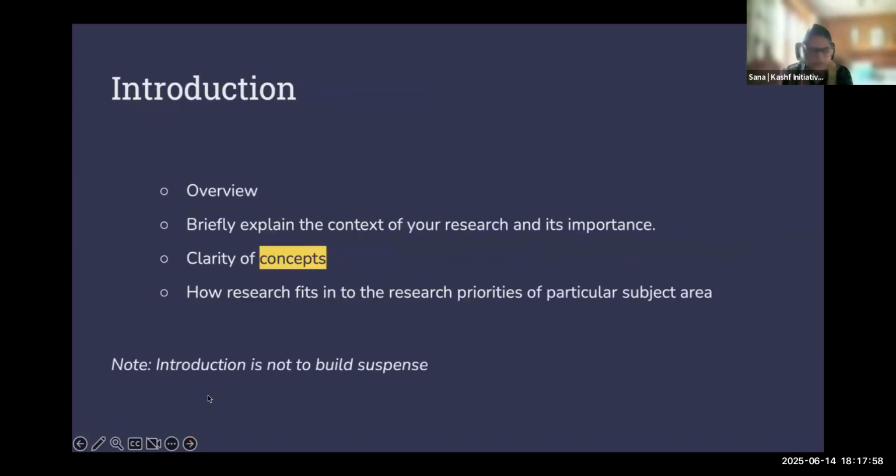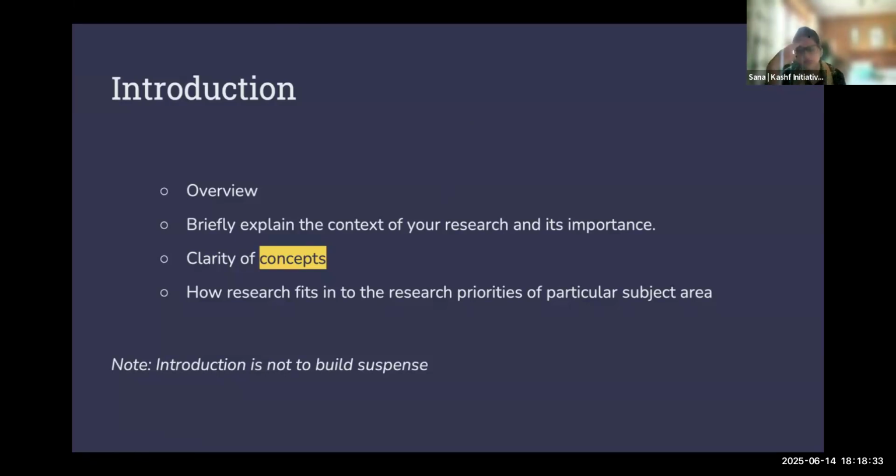Now, the second bit of your proposal, and this is very important, keep it crisp, is your introduction. In your introduction, you simply have to tell what it is that you want to study. Nothing more than that, nothing less than that. Simply give an overview. Briefly explain the context of your research and its importance. Clarity of concepts is very important because sometimes in the introduction itself, we give away certain concepts. But don't put concepts unless you're very sure that you want to use those concepts and how these are important to your study, right?